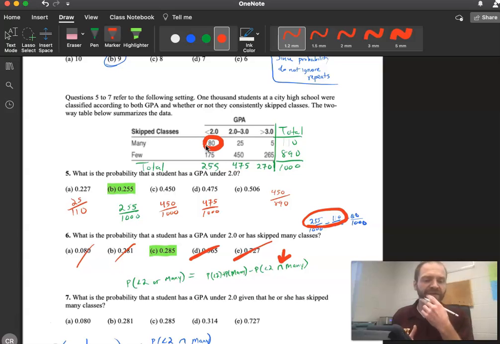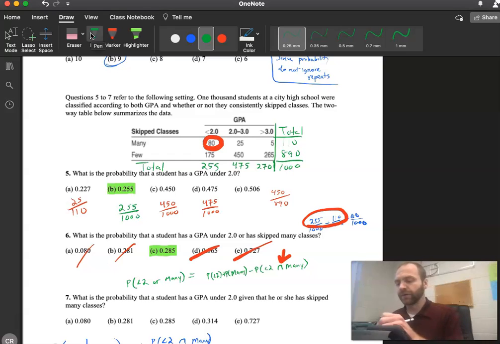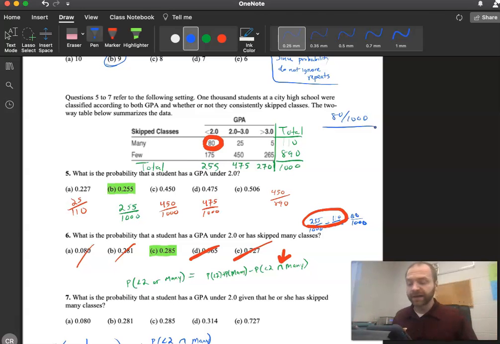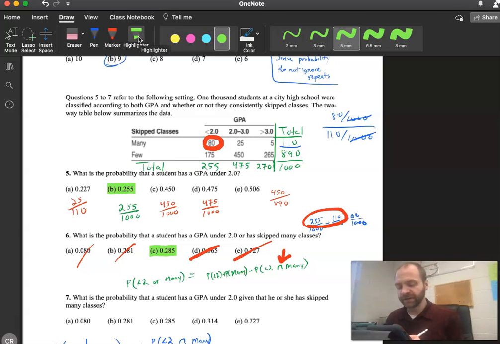Now, when you're doing this 80 over 1,000, I always ignore the 1,000, because when I want the probability of many, it's going to be the 110 out of 1,000, because that's the total for many. They both share the 1,000, so when you flip and multiply, they cross out, and I really have 80 over 110. So the answer to 7 is going to be E. That's 80 divided by 110.